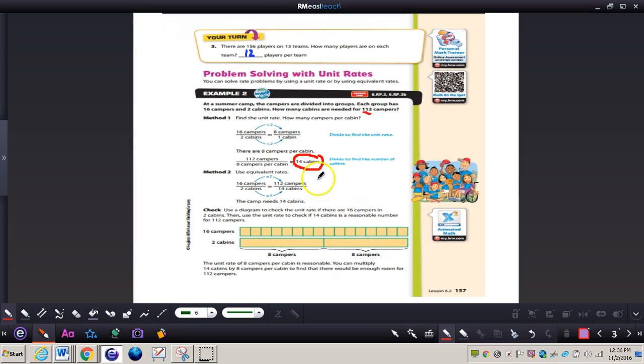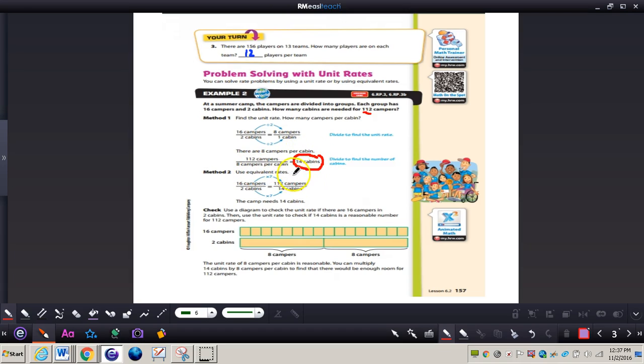Now, something else you can do is use equivalent rates to solve this as well. So this isn't trying to figure out how many are in each cabin necessarily. They're not asking that. Now, you will need to find that in order to understand the 112 divided by 8, but they're asking how many cabins are needed for 112 campers, so we can see 14 cabins.